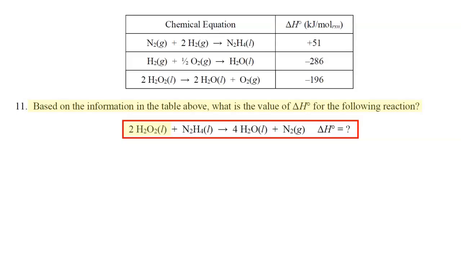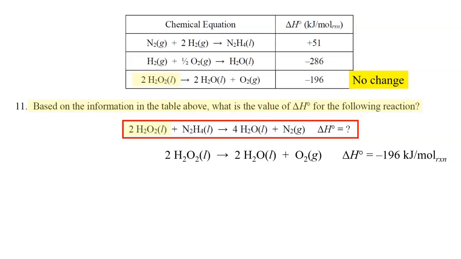So what I need is 2 moles of H2O2 to appear on the reactant side, or the left side of the equation. When I look at the data table, I can see that there already is a chemical equation that has 2 moles of H2O2 on the left side of the equation. So therefore, no changes need to be made to that equation at all. All I'm going to do is rewrite that equation exactly as it is. And the delta H for that equation is negative 196 kilojoules per mole of reaction.